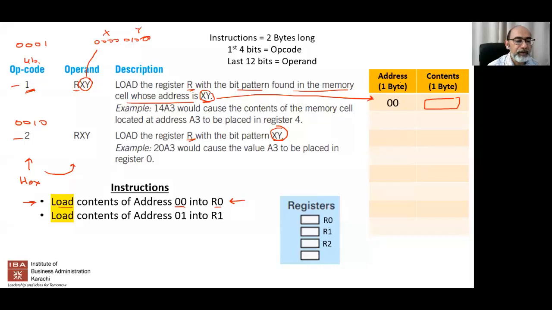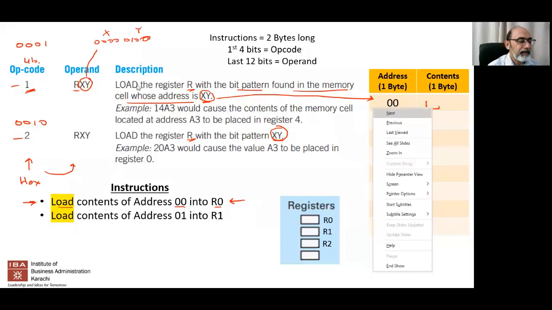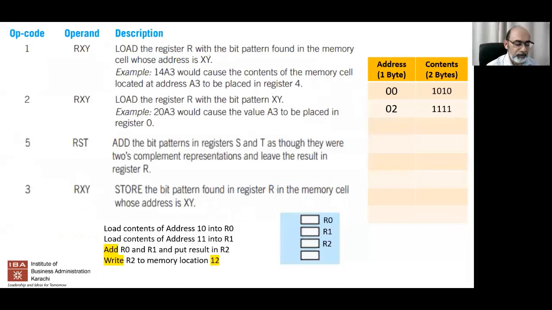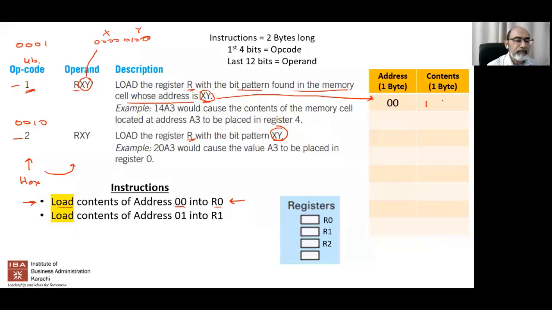So let's see how this opcode one will be. The first nibble is going to be a one. The next nibble is going to be what? It's saying load the register R. We clearly want to load register zero, so R is going to be zero. And we want to load it with the contents of address 00. Now, do you see a problem over here? Do we really want to do this? What would this actually do?